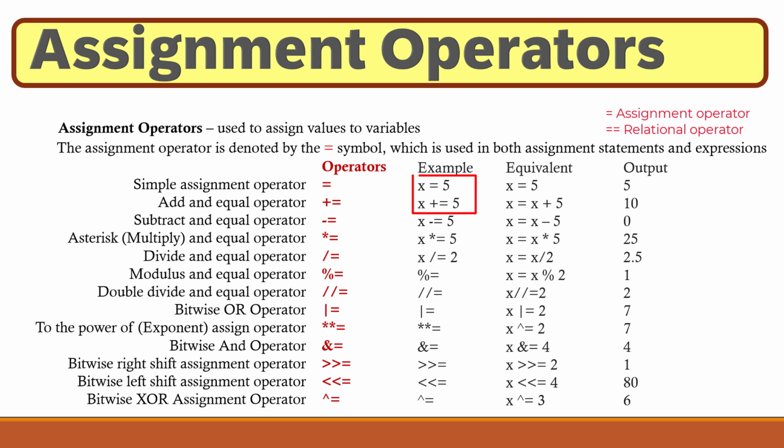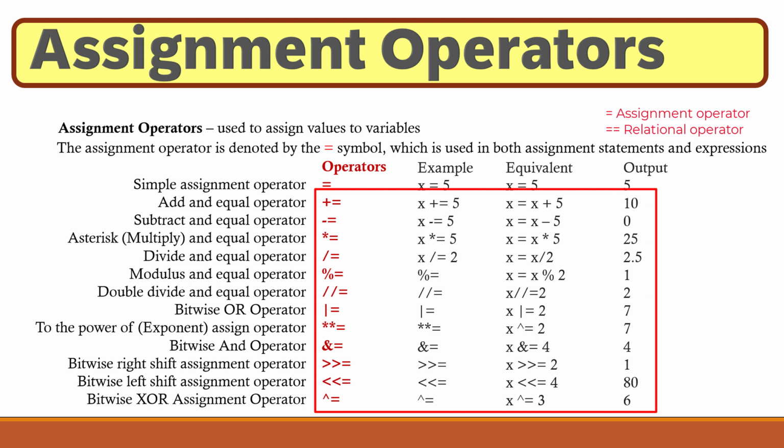For example, x equals 5, x plus equals 5, but what's the equivalent of these examples? So x equals 5 is actually x equals 5. But the next one down with the additional operator, x plus equals 5, is x equals x plus 5. So that's the equivalent, and the result is 10. We can see all the way down, we've got these different compound arithmetic operations we can combine with the equal sign, the assignment operator.